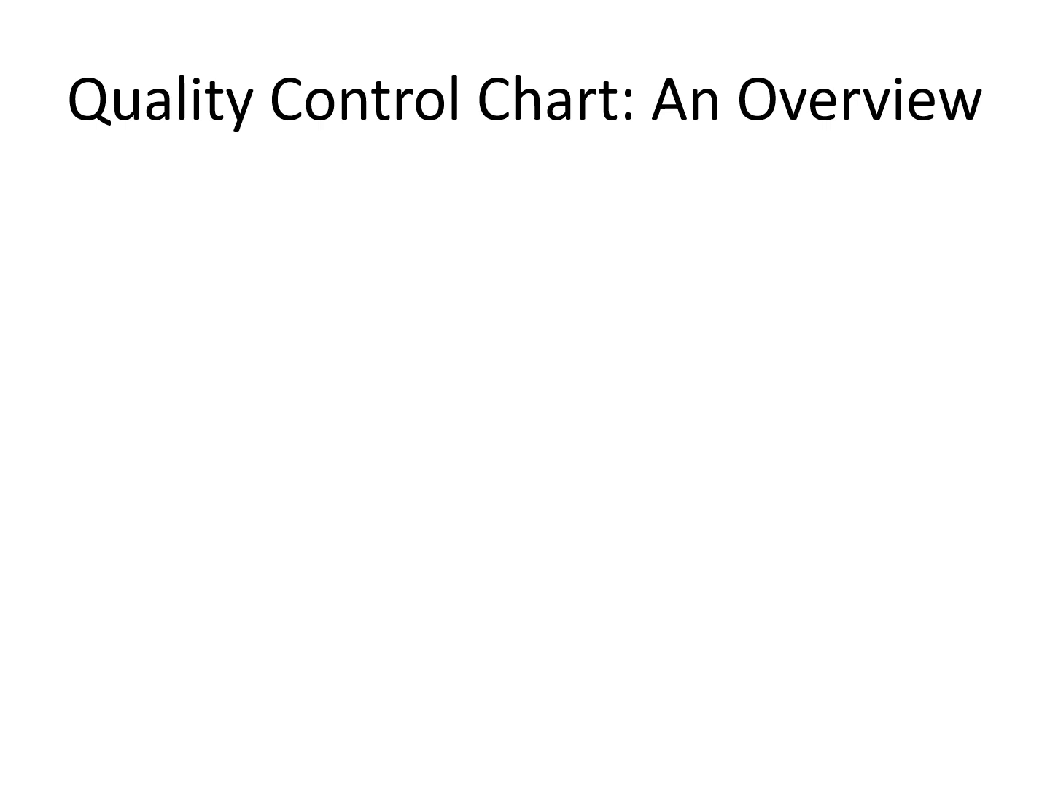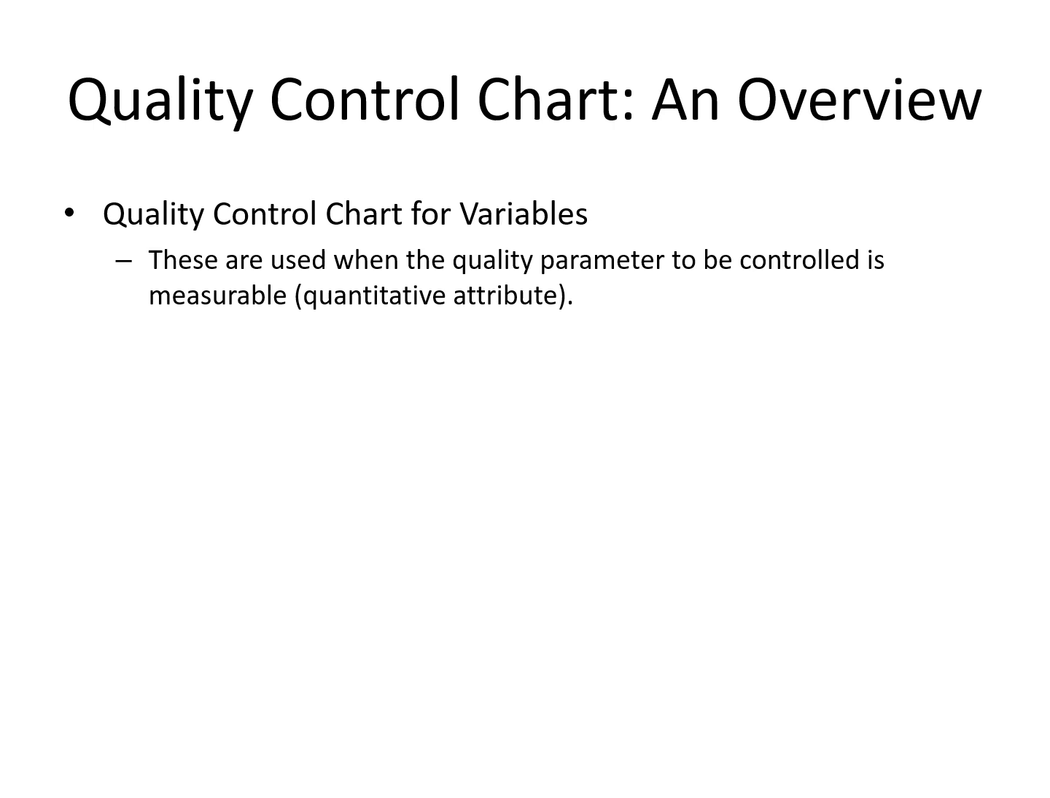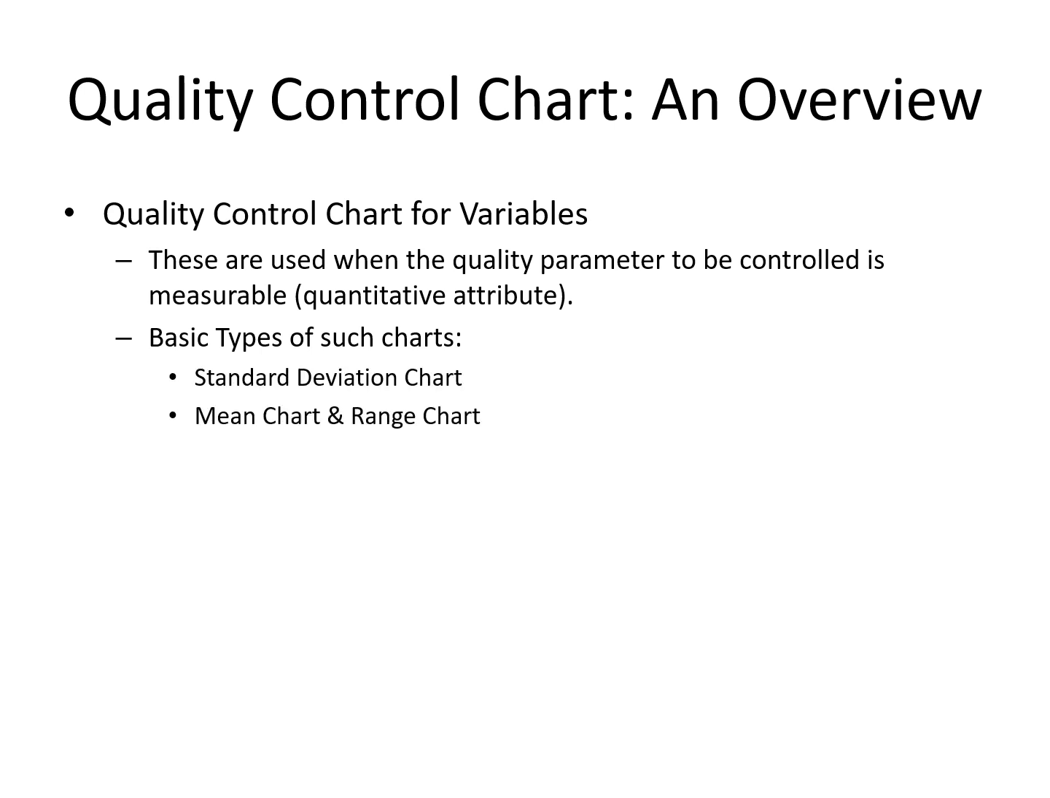In this case, we will be discussing the quality control charts for variables. These are used where the quality parameter to be controlled is measurable, or wherever we are to control something which is a quantitative attribute of a product. The basic types of quality control charts for variables are the standard deviation chart, the mean chart, and the range chart.